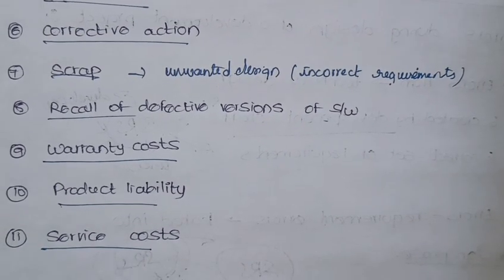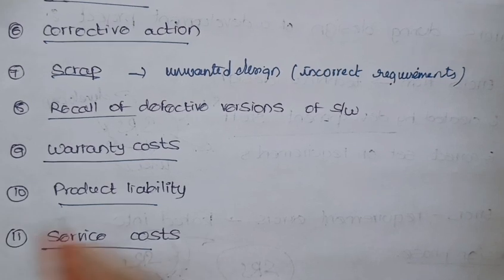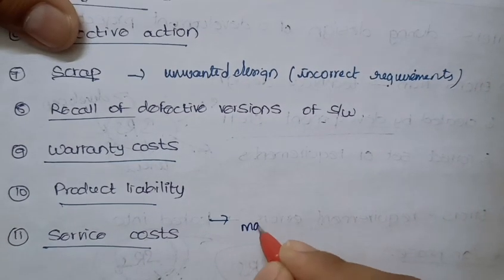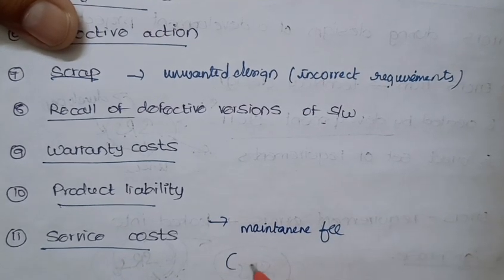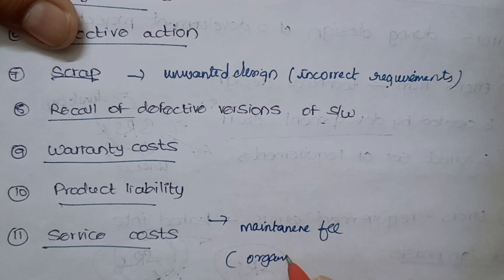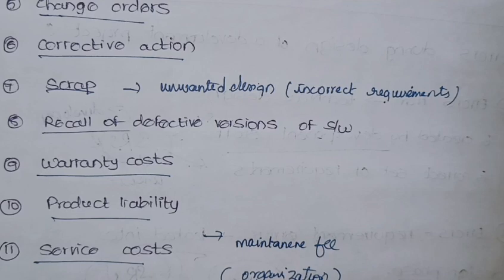So next one is service costs. For example, there has been some damage, and we have to go maintain, and we need the service cost for the traveling, for the person or for the company or organization to go to the customer's environment and install the new software and recall the defective software. So it is basically maintenance. So maintenance fee which is borne by the organization. So these are the areas to be worked upon when there occurs a defect in the requirement errors.